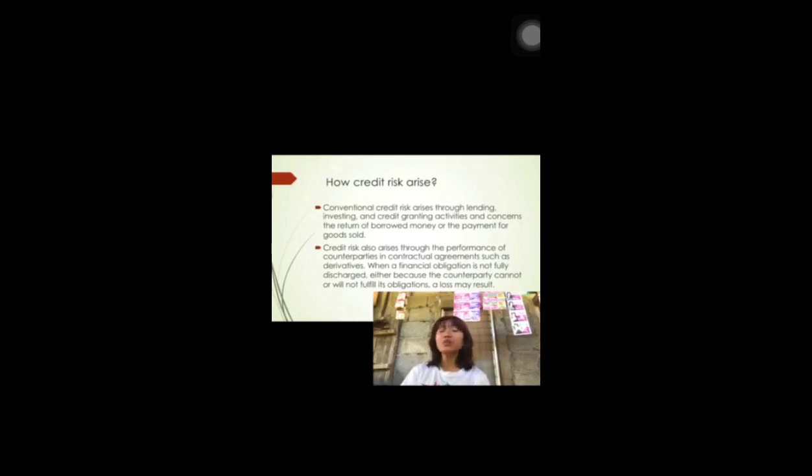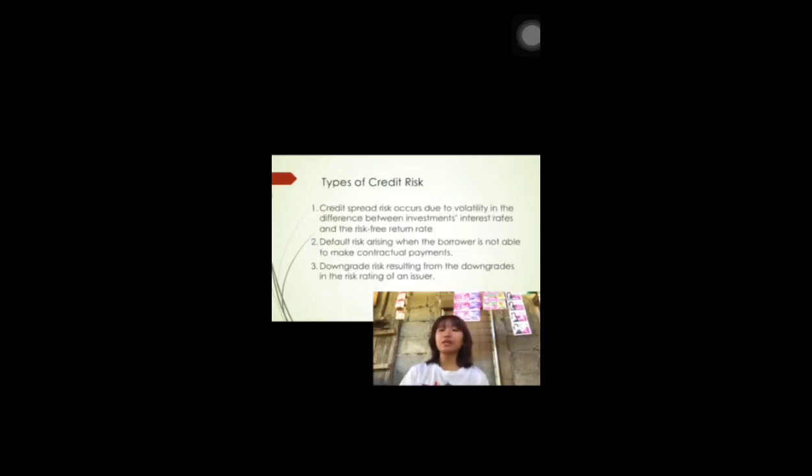And now, let's proceed to the types of credit risk. So first is credit spread risk. Credit spread risk means the risk arising from the changes in the market value of debt financial instruments due to fluctuations in their credit spread. It is the potential loss arising from a decline in value of an instrument due to deterioration in the creditworthiness of the issuer of the instrument.